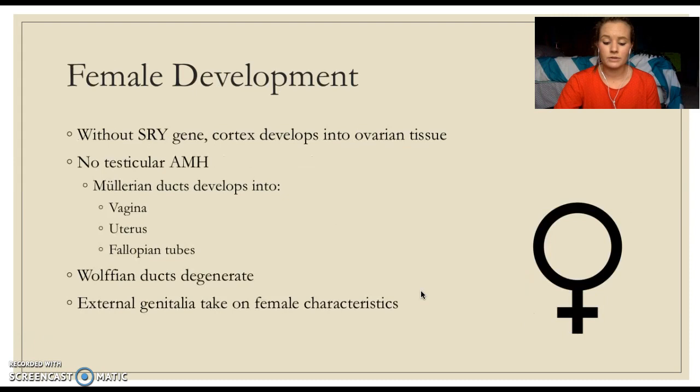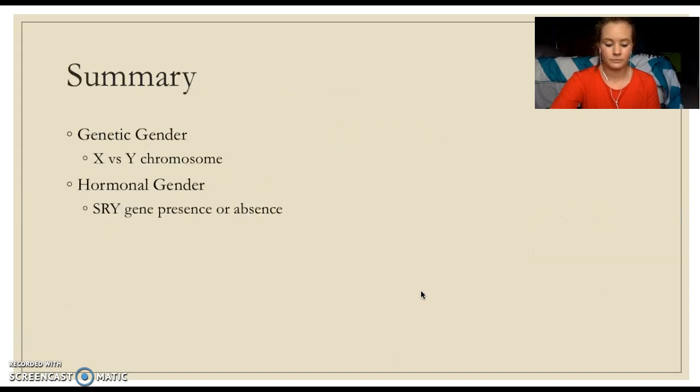The female embryos, on the other hand, have no SRY gene, so the cortex of the bipotential gonad develops into ovarian tissue. Without testicular AMH, the Mullerian ducts develop into the upper portion of the vagina, the uterus, and the fallopian tubes. Without testosterone, the Wolffian ducts degenerate, and without DHT, the external genitalia takes on female characteristics.